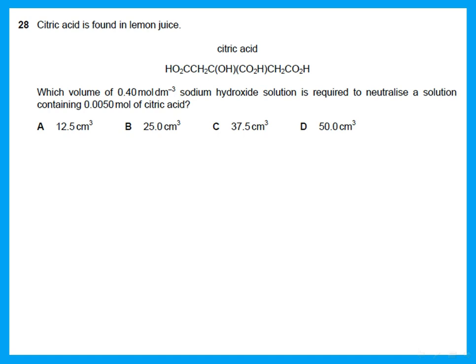Citric acid is found in lemon juice. Which volume of 0.4 mole per decimeter cubed sodium hydroxide is required to neutralize a solution containing 0.005 mole of citric acid? Well, what is citric acid? This is the kind of structure. If you draw it out, this is what we call citric acid.